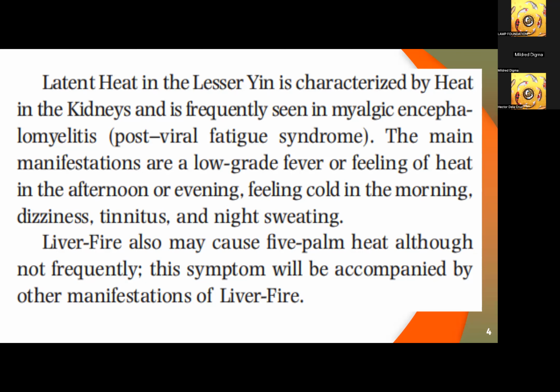So, liver fire may also cause 5-palm heat. You feel heat in your palms, soles, and chest. Not frequently. The symptoms will be accompanied by other manifestations of liver fire.